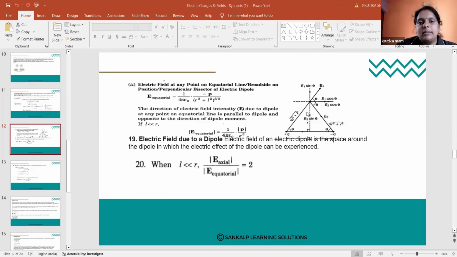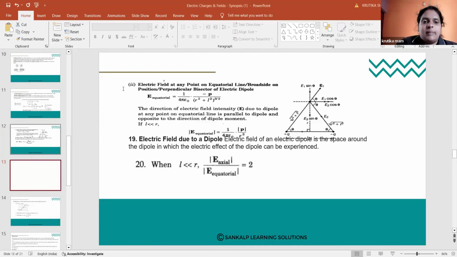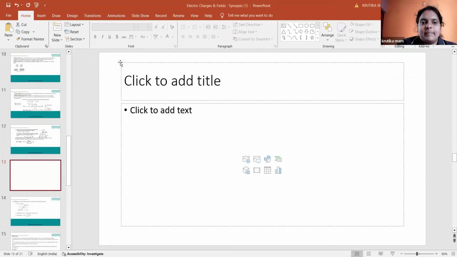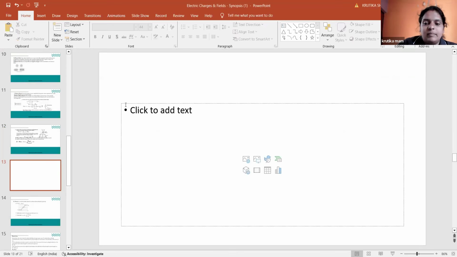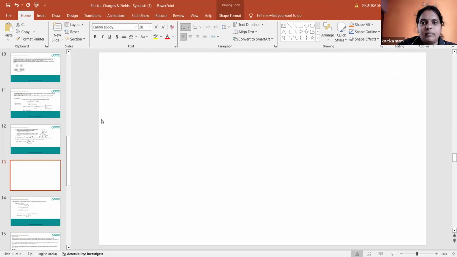See here, that is the electric dipole, plus Q and minus Q we have. Okay, one minute. I'll take one blank slide also so that I can explain to you.